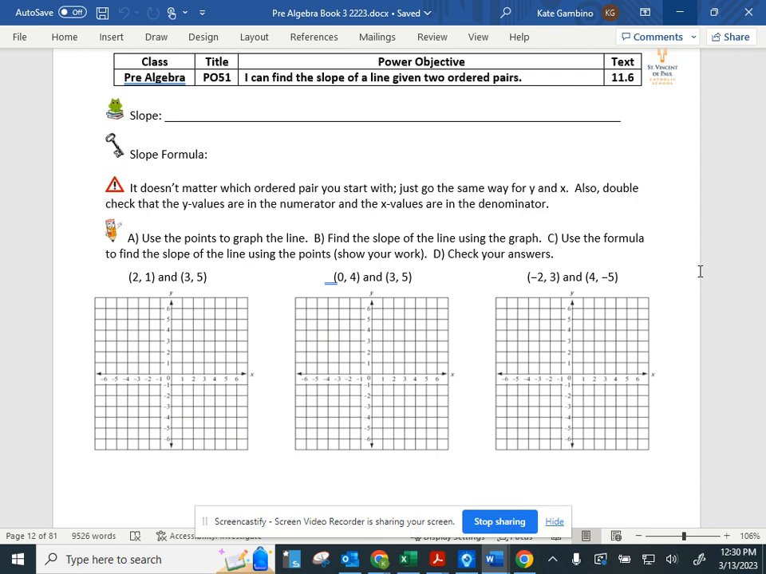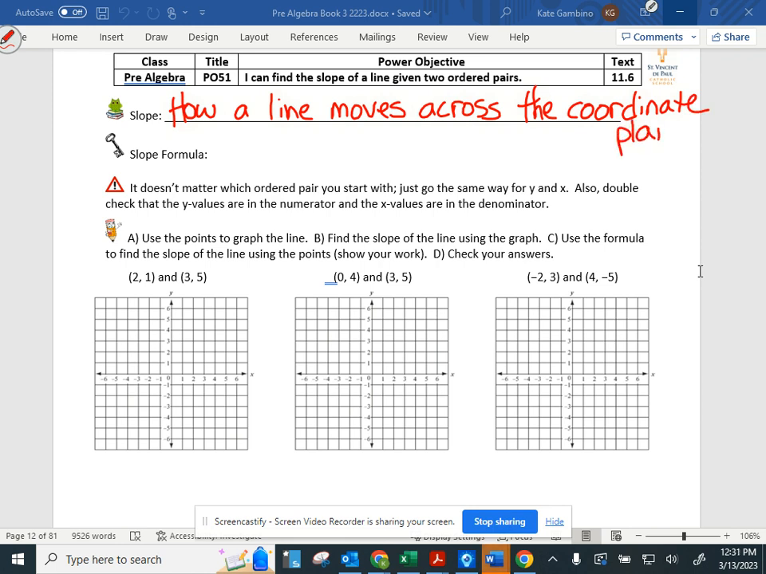So our last objective, we learned about the slope, and now we're going to work a little bit more with it. Remember we already learned this, our slope is how a line moves across the coordinate plane. So remember, it's how that line goes either up or down as we go across.